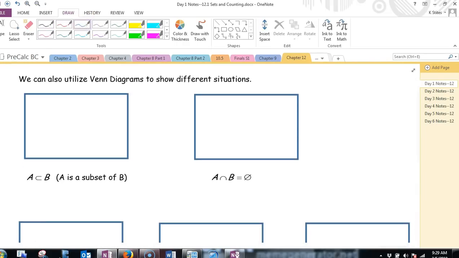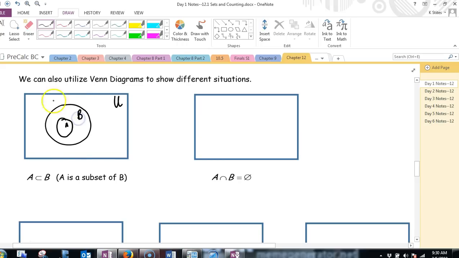All right, so we're going to be working with Venn diagrams a little bit at the end of this lesson and then the lesson tomorrow. So I just want to show you how to utilize Venn diagrams to show different situations. This notation right here means subset. This means A is a subset of B. So we're going to say that this whole rectangle here represents the universal set. And then if A is a subset of B, that means that you have set A here, and it's a subset of B. So B is the bigger set, and A is inside of B.